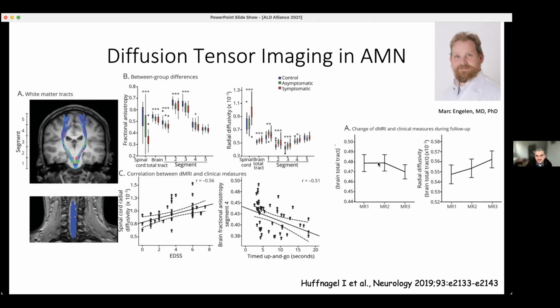But what was really interesting is that it looks like at least one of these indices, called radial diffusivity, changes over the course of 2 years. This is baseline, this is 1 year, this is the 2-year follow-up. And we see a nice increase over 2 years here. So this might be a good surrogate measure of outcome. But again, there are also issues with standardization.